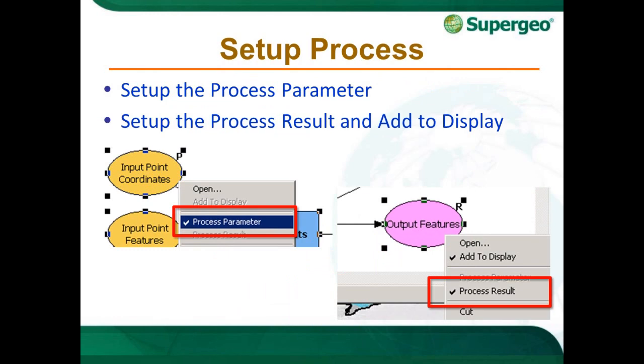And after that, you can simply add the process parameter and also the process result. This is a very critical step. After you set up the process parameter, the parameter can be entered by the user in the web environment, and you have to make sure that the final result is set as a process result, and you have to add it to display so the user can simply see the final result on the map.